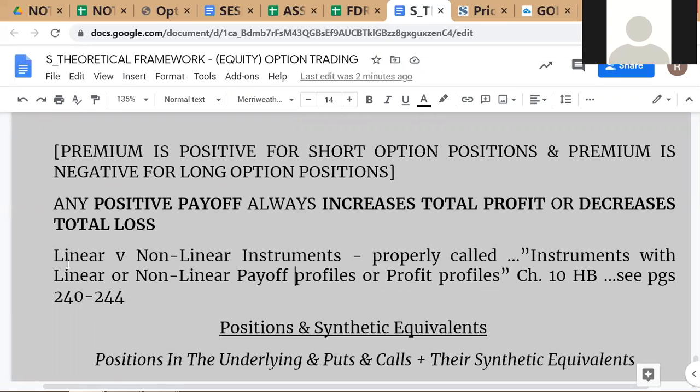And sometimes in the market, people just call it linear versus non-linear instruments. So what they really mean is they may just omit the mention of the word payoff or profit, payoff profile or profit profile. So you have to understand that when they say this, they are really referring to these profiles.